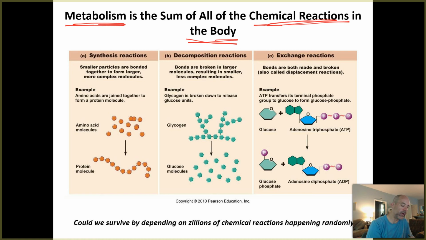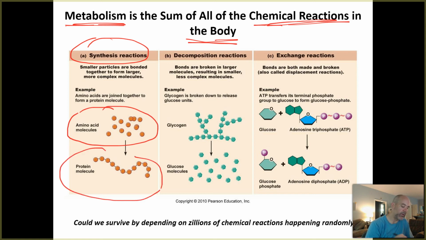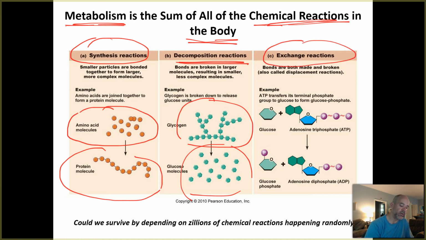Those include synthesis reactions, in which smaller molecules are linked together to build bigger ones. Then we have decomposition reactions, where larger molecules are broken apart into smaller ones. And then you have exchange reactions. That's a third type, where some portion of one molecule is transferred over to another one. That's called an exchange reaction when that takes place.